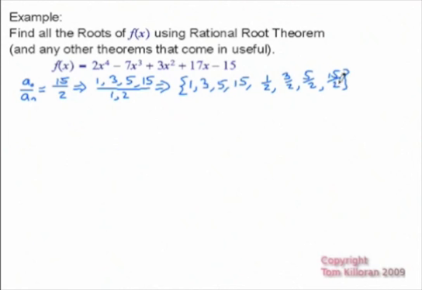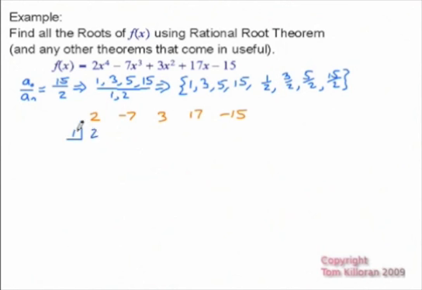Alright, so the coefficients we're going to be taking off our polynomial are 2, negative 7, positive 3, positive 17, negative 15. And there's no powers missing, so we don't have any zeros. And then just start synthetically dividing, and I'm going to start with positive 1.